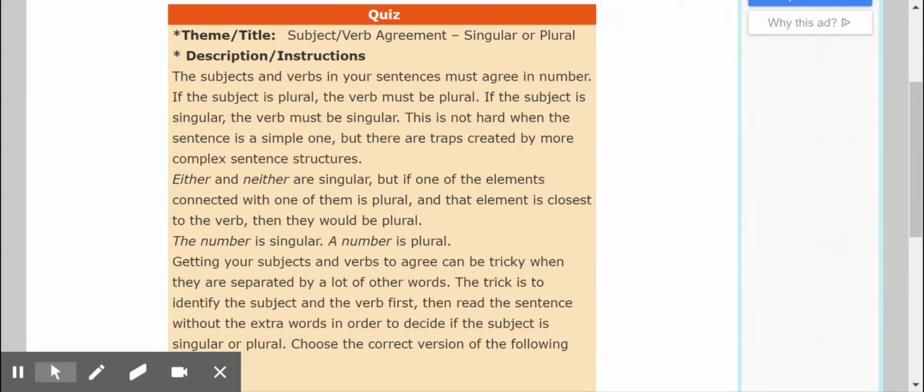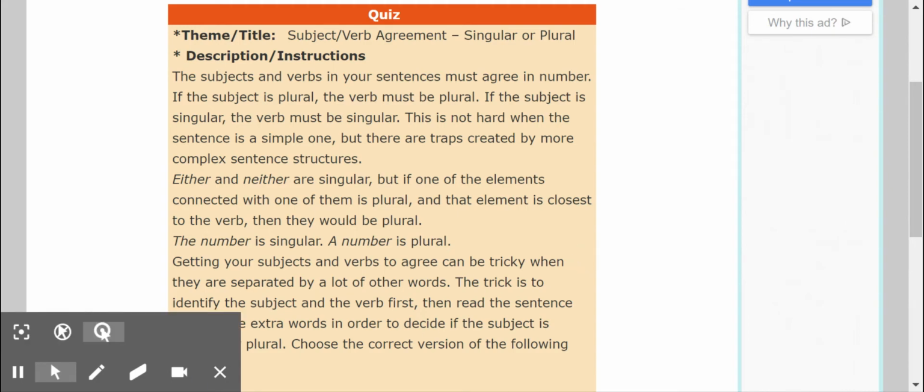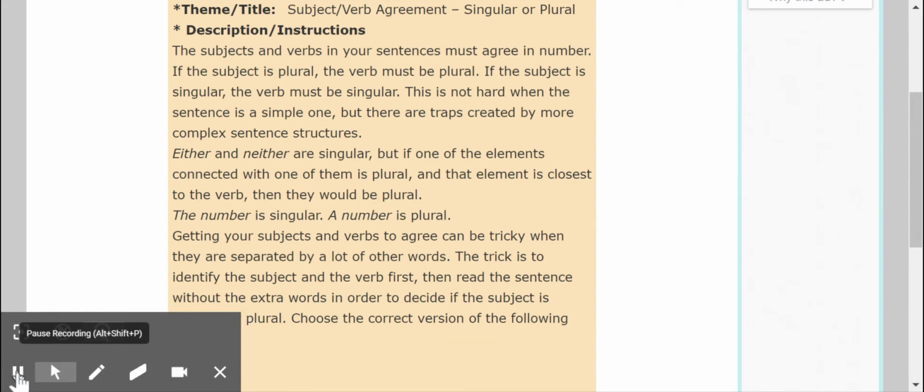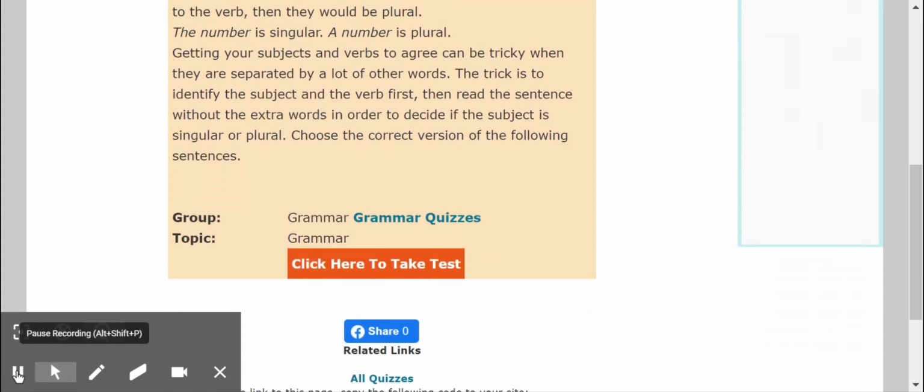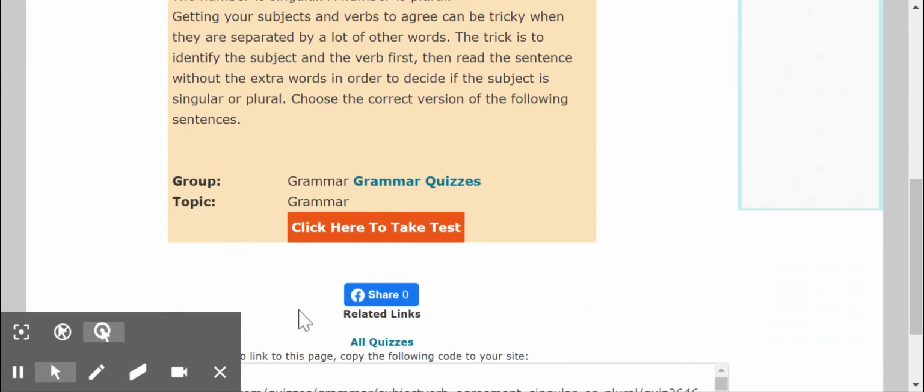On Thursday, April 23rd, you will have a quiz on subject-verb agreement. So I would like to review with you some important aspects of subject-verb agreement, so you will be successful not only on the quiz, but when you encounter subject-verb agreement on the SAT. So let's get started on this quiz. And let's hope I do okay.